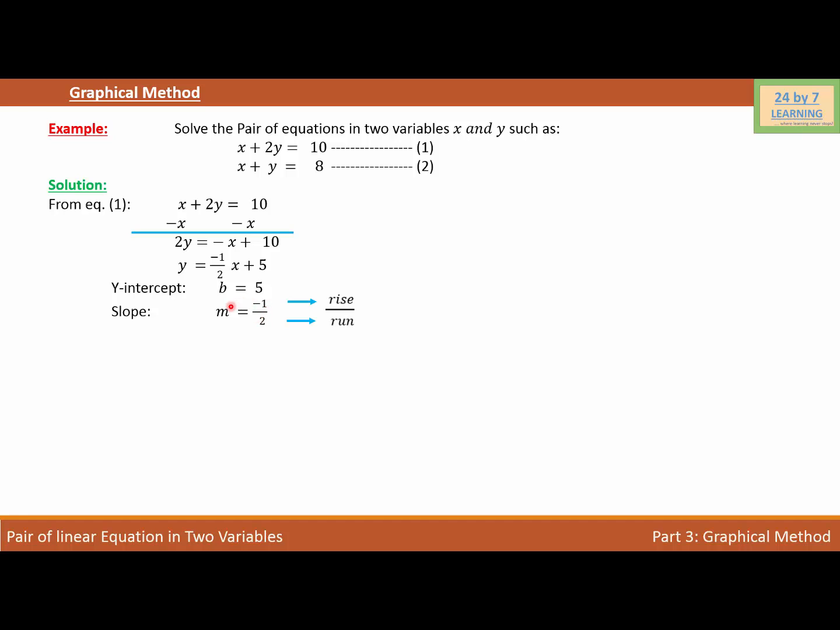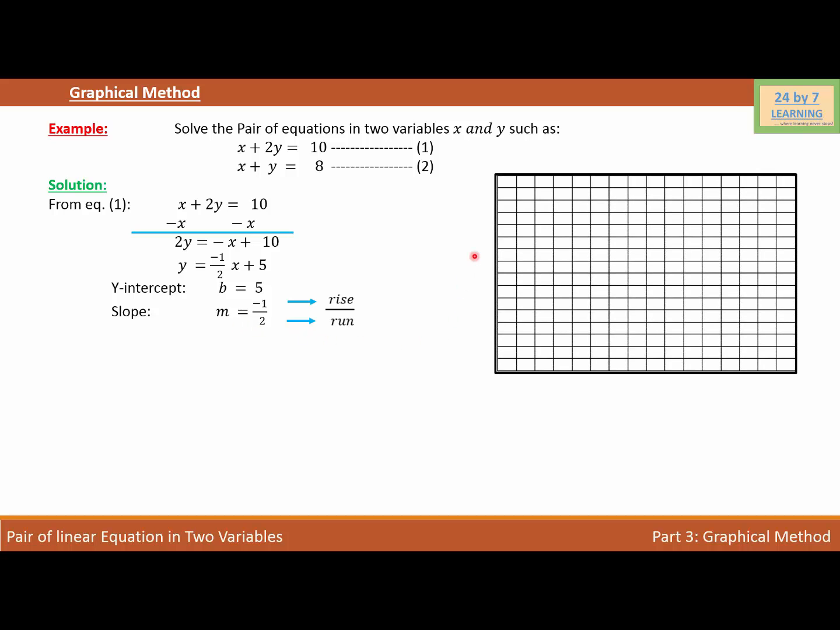Now I'm going to graph this equation. This is my graph. This is my x-axis, and this is my y-axis. Now I'm going to consider the y-intercept on the y-axis. As you can see, the y-intercept b is equal to 5, which is a positive number, so I need to go along the positive direction. I will consider 5 from the origin: 1, 2, 3, 4, 5.